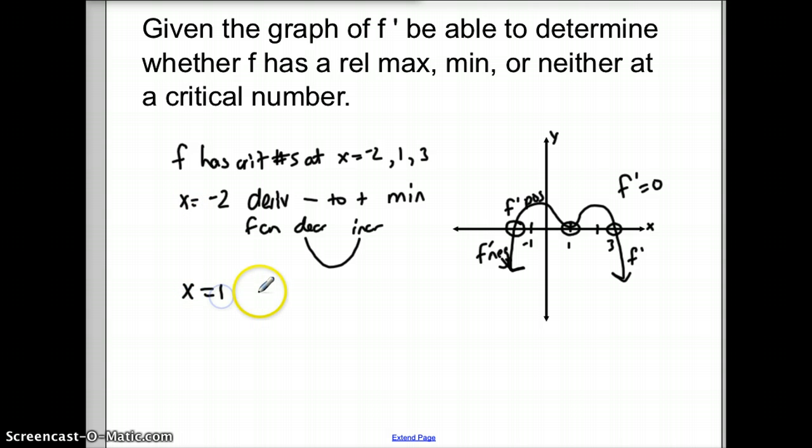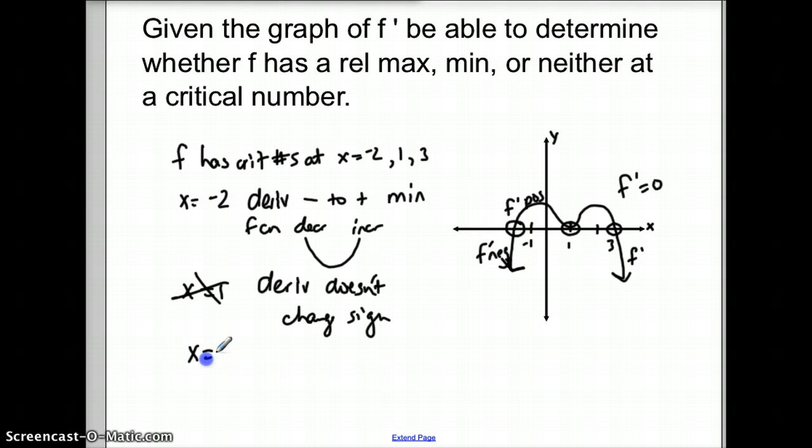X equals 1. Our derivative is positive here, and then it's still positive because the derivative is above the x-axis. So the derivative doesn't change sign. So x equals 1 is not a max or a min.